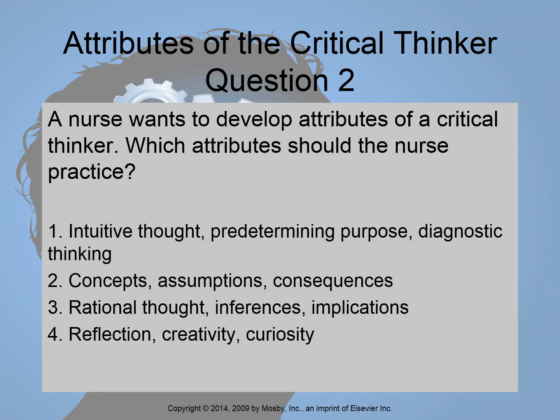Correct. It is number 4, reflection, creativity, and curiosity. The nurse who engages in critical thought does so on a foundation of knowledge and other specific attributes that support the process, including curiosity, diligence in the pursuit of evidence and information, rational thought, reflection, creativity, and intuitive thought.